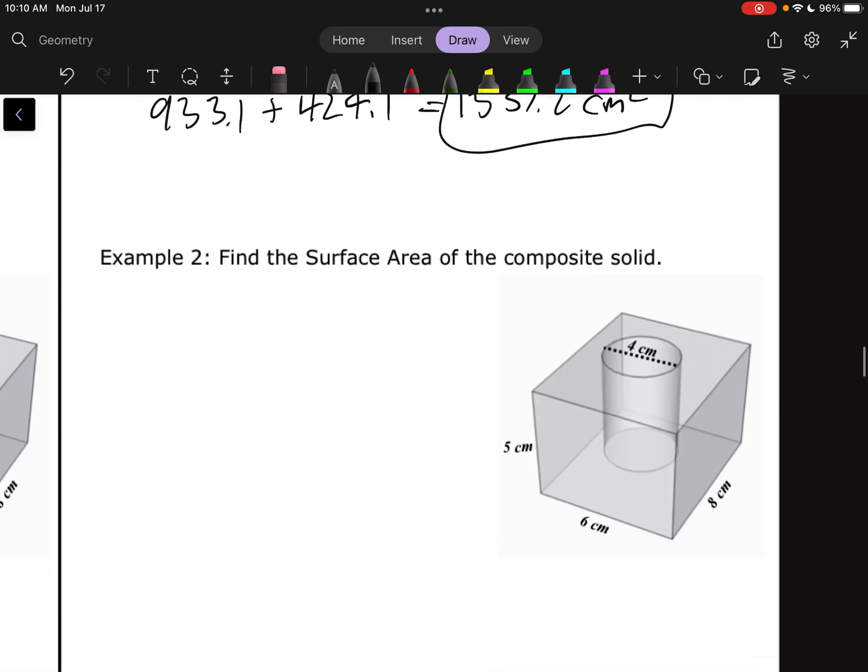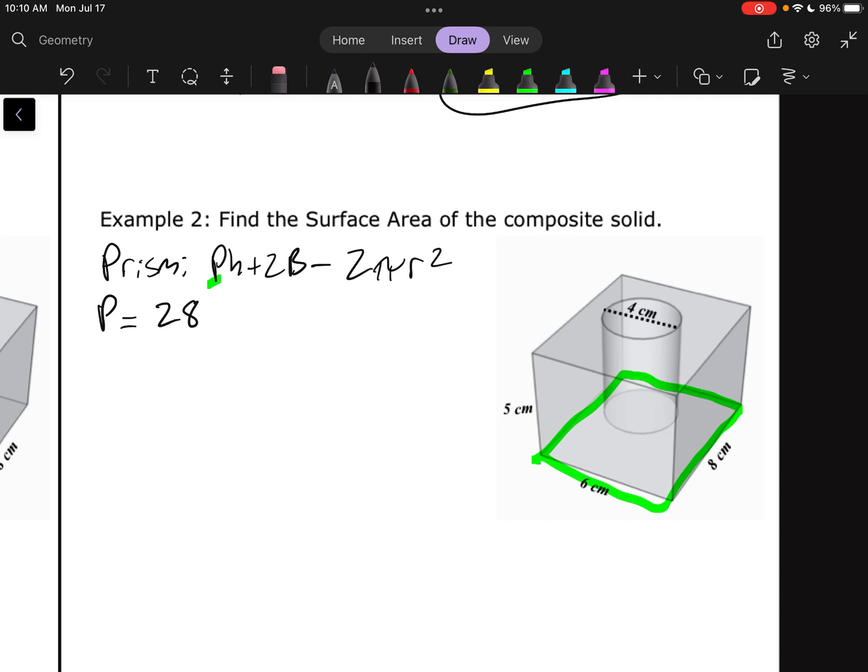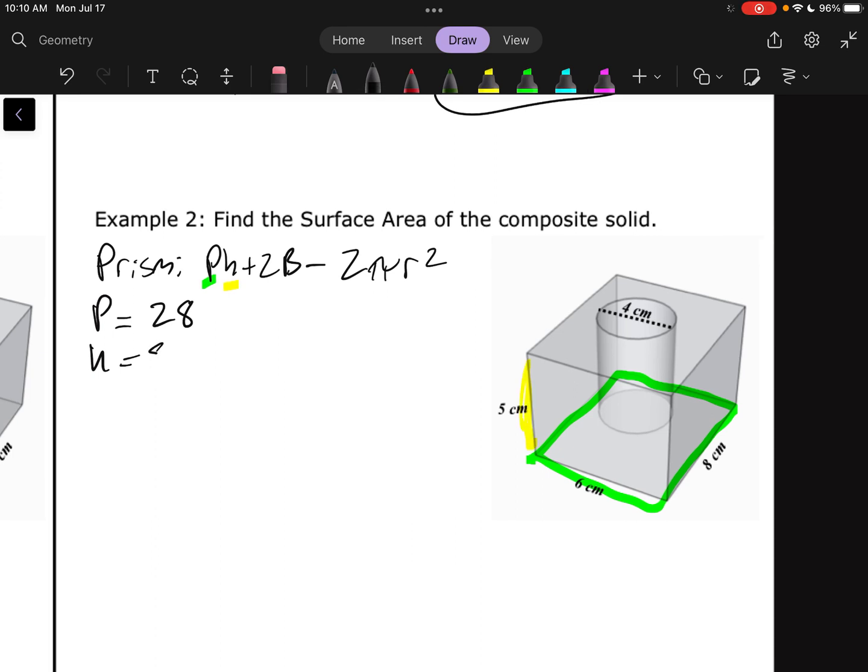Cool, cool, cool. And then this one here, let's talk about the prism first. For the prism, I'm going to be doing p h plus 2b minus 2 pi r squared. I'm subtracting the 2 pi r squareds because there are those two circles that I need to remove from my prism. So let's find some things here. Perimeter of the base looks like it's 6, 8, 6, 8, so the perimeter should be 28. The height of the prism is 5. Area of the base, the area of this part down there, would be 6 times 8, which would be 48. And then what else do I need? Just the radius. The radius would be 2.